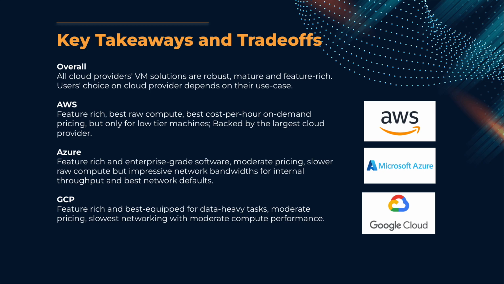Azure delivers enterprise-grade software with built-in monitoring and security defaults. Its pricing sits in the middle, and while CPU benchmarks trailed slightly, its internal network bandwidth was consistently the fastest. GCP shines for data-intensive workloads, offering competitive pricing and strong compute performance.